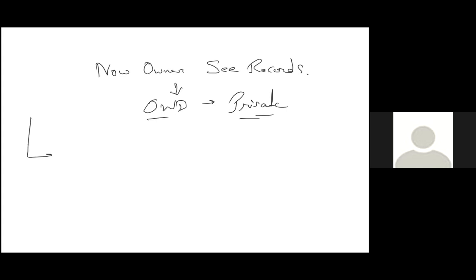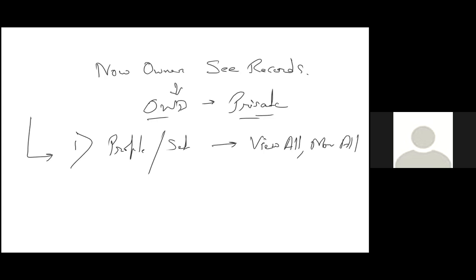So if there is a person who wants to see all records of that object, what can I do? I can directly, on his profile or permission set, give view all permission, or modify all permission if I want to allow them to edit also. System administrators have view all and modify all permission. That's why OWD is bypassed for them. It doesn't matter. They can see everybody's record. Any questions so far?